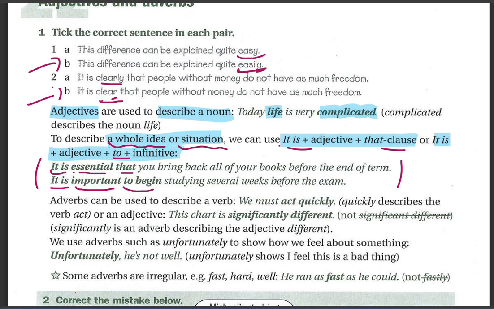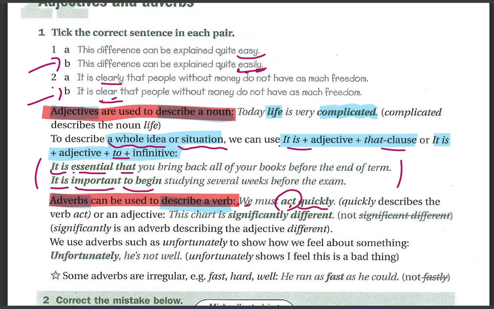Now let's talk about adverbs. Adverbs can be used to describe a verb. So the difference between adverbs and adjectives is that adjectives are used to describe a noun and adverbs can be used to describe a verb. Like in many other languages, we must act quickly. So quickly is not about the subject or a noun. It's about the verb, act.